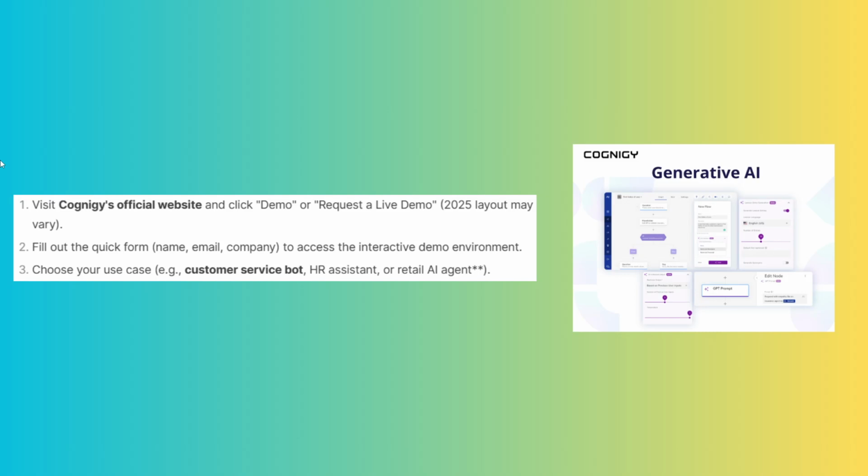Visit Cognigy's official website and click Demo or request a live demo. Fill out the quick form, name, email, company, to access the interactive demo environment. Then choose your use case, e.g. customer service bot, HR assistants, or retail AI agent.